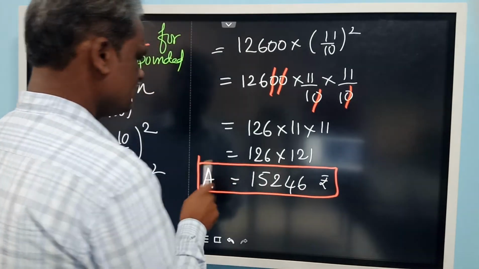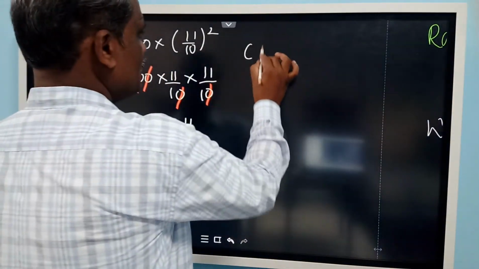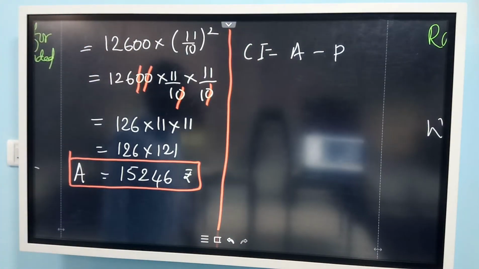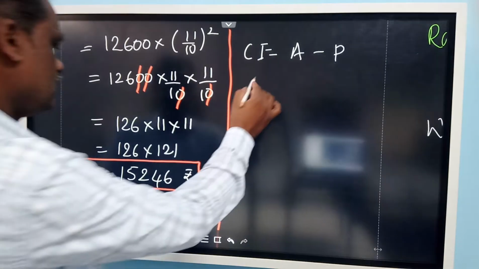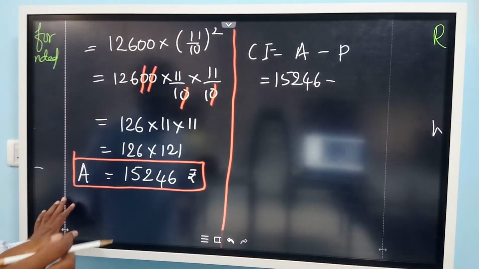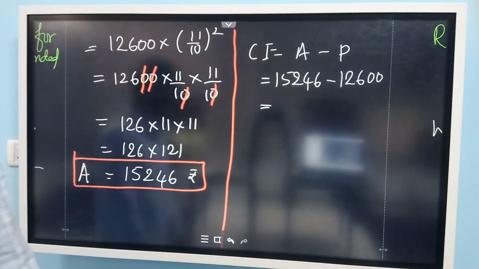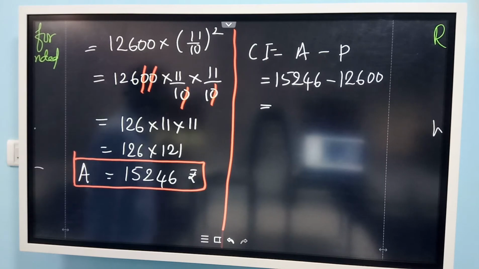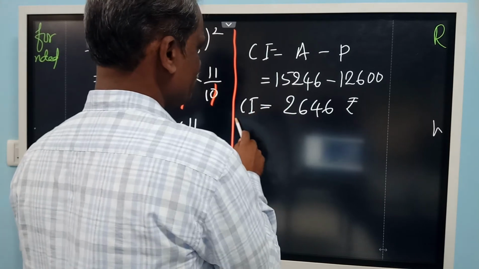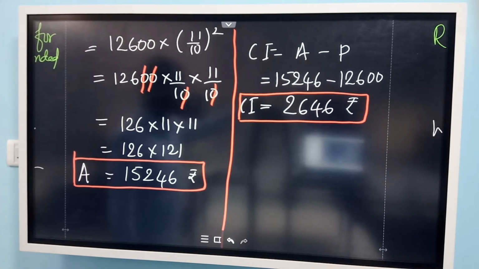This is the amount. It includes the principal value as well as interest. We want compound interest, which is A minus P. Subtract the principal value from the amount. So 15,246 minus the principal value, which is 12,600. So 15,246 minus 12,600 gives 2,646 rupees. So this is the compound interest. Got it? Sir, show the previous slide, sir.